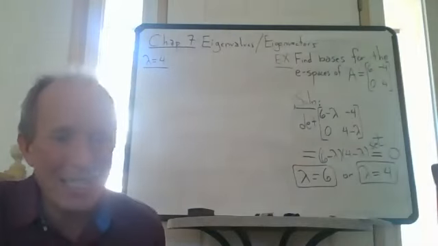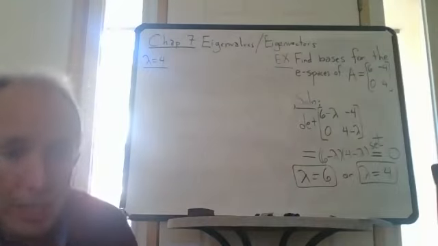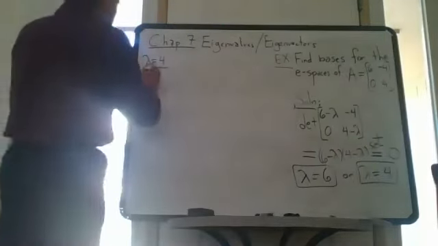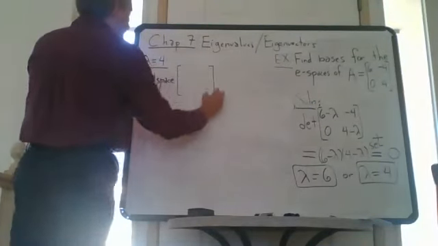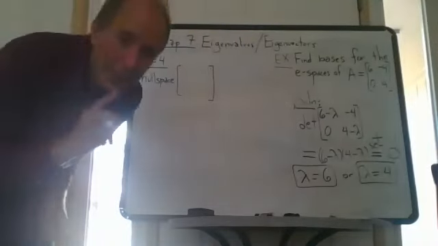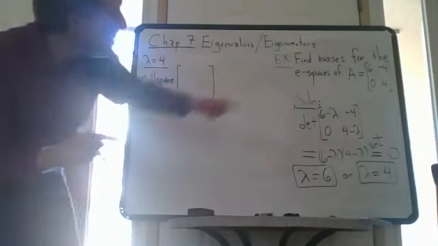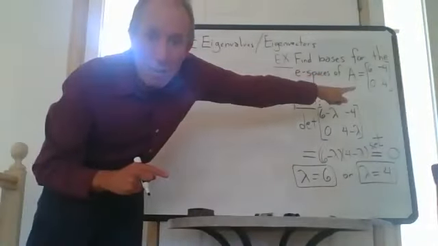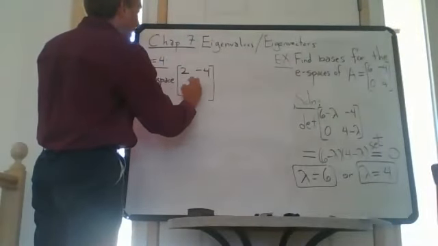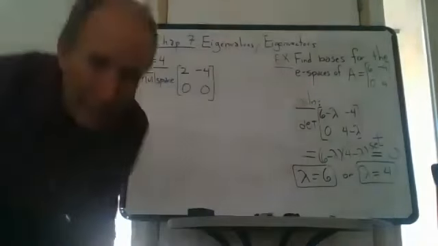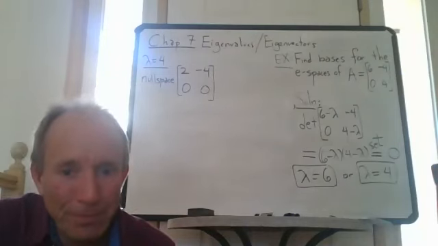Later on, there may be a reason to prefer one over the other, but at this point we'll just pick lambda equals 4 first. What I have to do is look at the null space. I'm going to take the null space of the matrix that I get by subtracting 4 from the main diagonal of A. So we come back over to the matrix A and we subtract 4 from the main diagonal. That creates this matrix here. Okay, so I subtracted 4 from the main diagonal of that matrix.